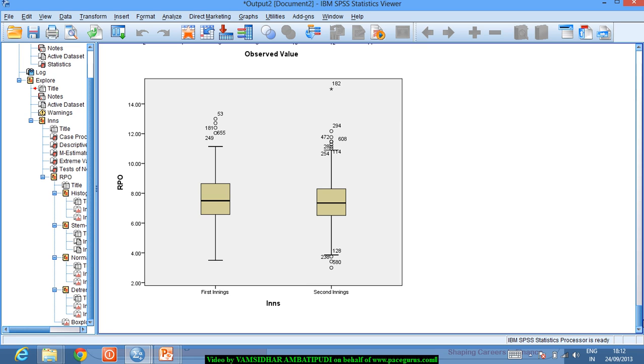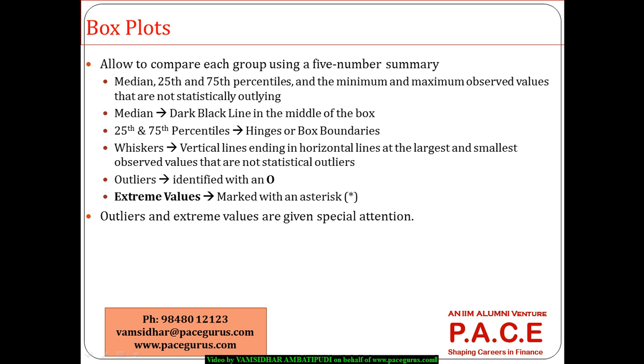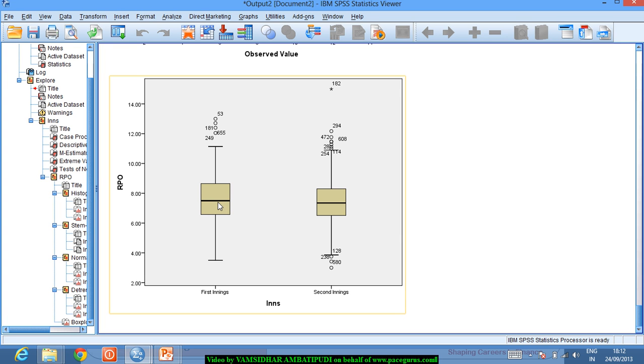Because we said factor levels to be together, we are seeing this box plot, and we have already discussed earlier that the box plot gives us a five value summary. It is allowing us to compare each of the groups. The dark black line which we are seeing here is the median value. It looks like the median is more or less the same, or slightly higher for the first innings compared to the second innings.